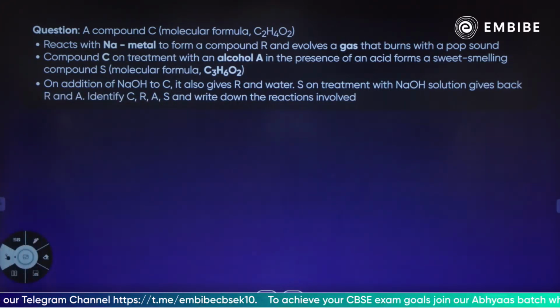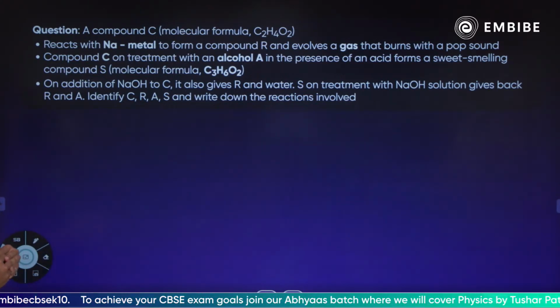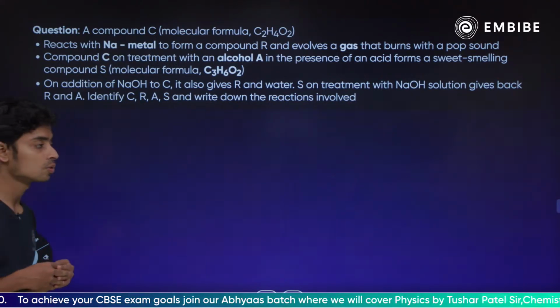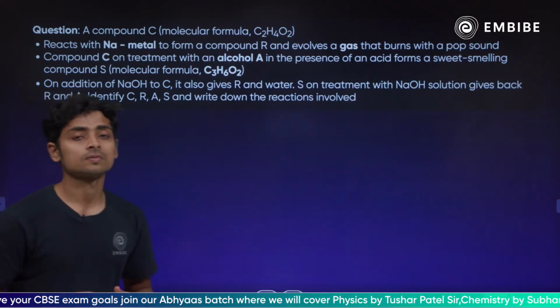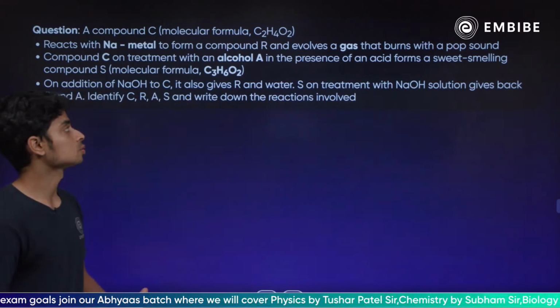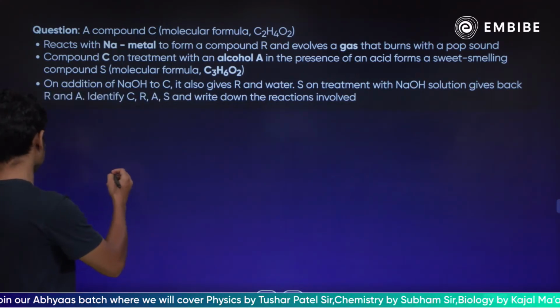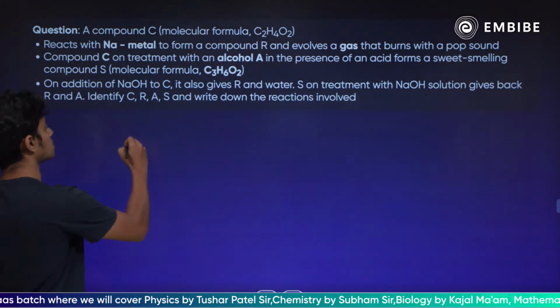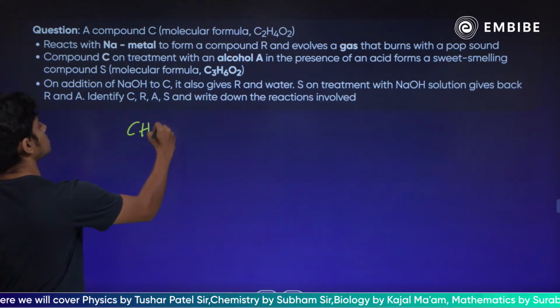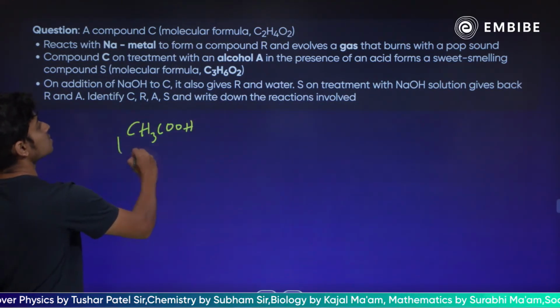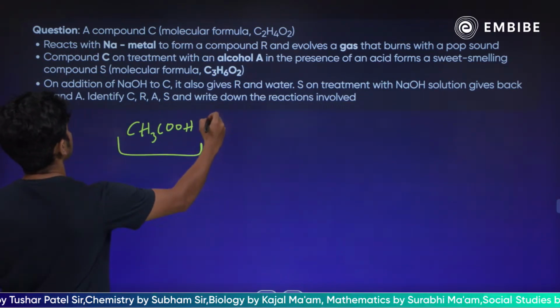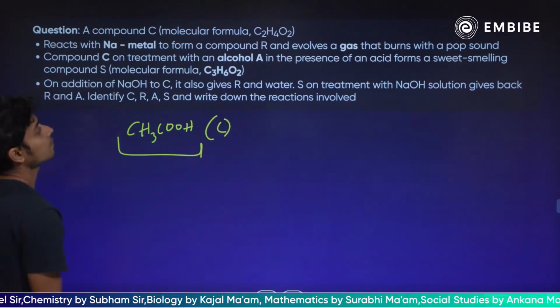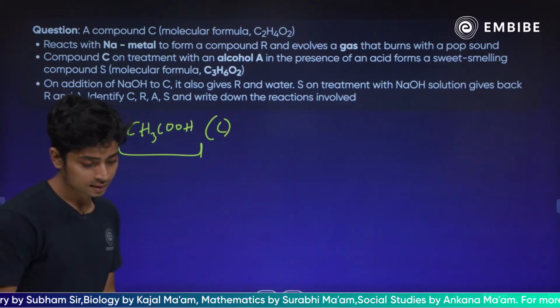Okay. So we'll do the last question for today. The last question is: a compound C, molecular formula C2H4O2. So C2H4O2 is that of a carboxylic acid with 2 carbon atoms. So obviously it is your acetic acid or ethanoic acid. CH3COOH. So this is my C2H4O2. So this is my compound C.